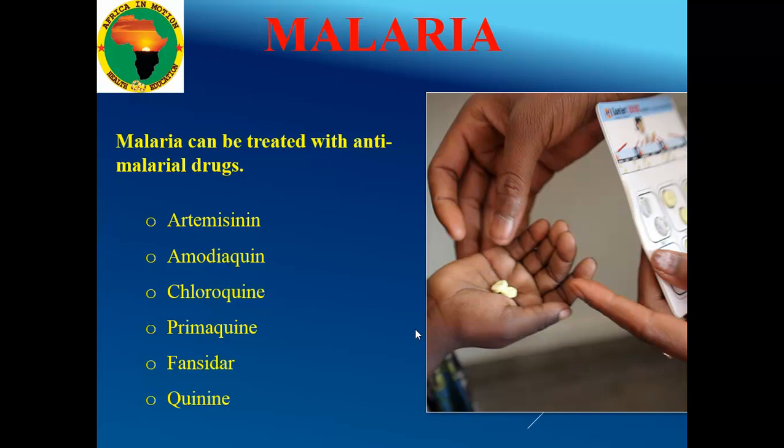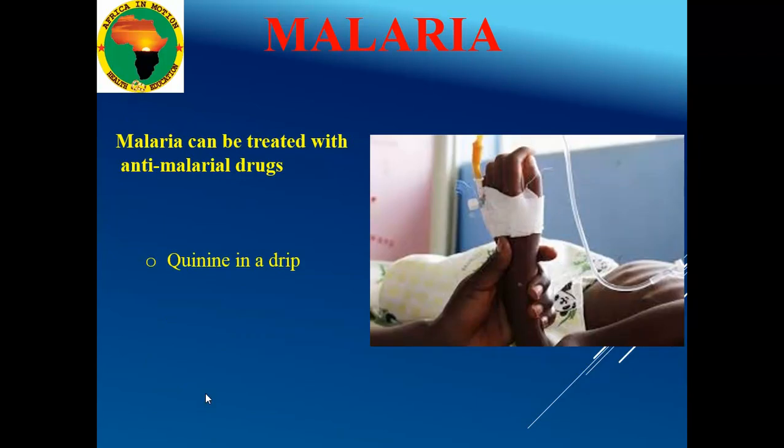Some of the medications given are artemisinin, amodiaquine, chloroquine, primaquine, Fansidar, and quinine. Quinine is the biggest one among these because in complicated malaria, quinine does very well. And when it is very complicated, you don't go for tablets, you can go straight IV. You put in the drip, but healthcare workers, please remember to put quinine in dextrose, in the sugar drip, because if you don't do that, it can cause hypoglycemia, a serious complication as well.